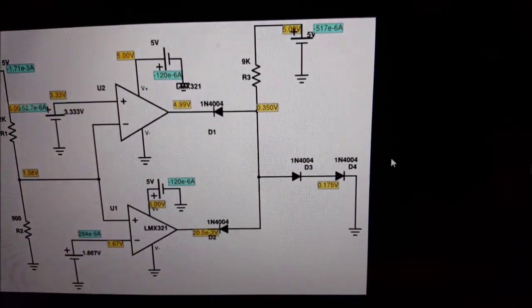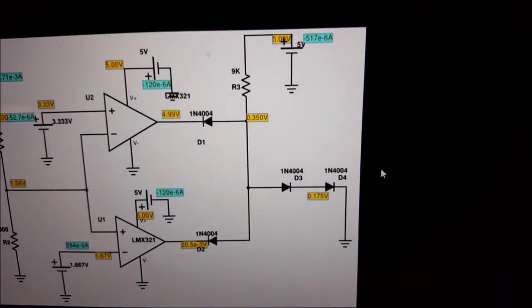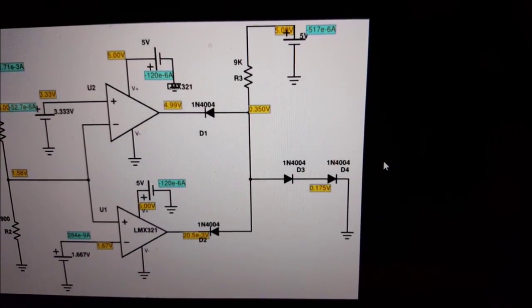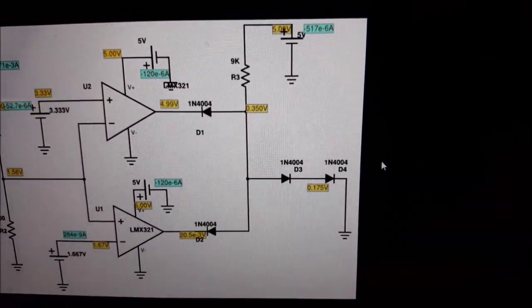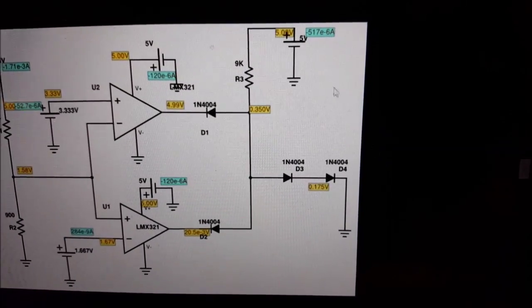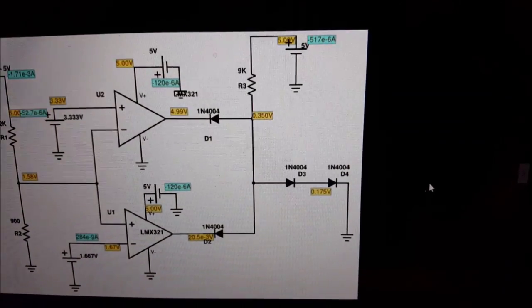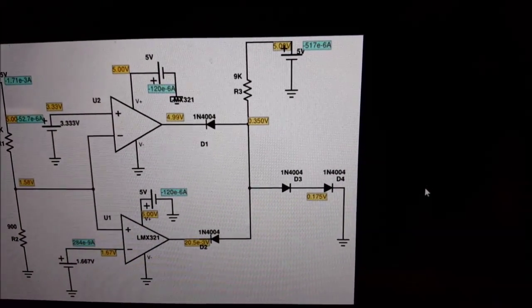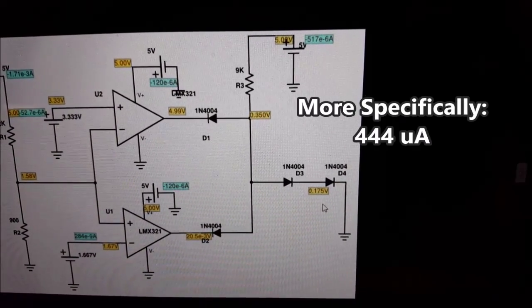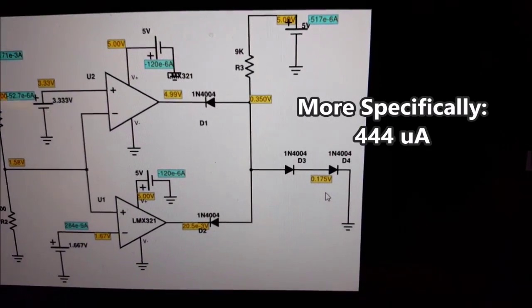And as mentioned earlier, it is close enough. We got 480 microamps according to this simulation, and the demonstration is between the ideal and this, so it's between 400 and 480 microamps.